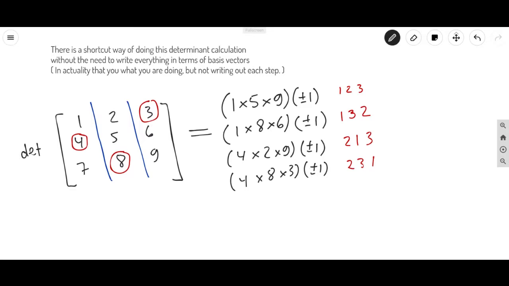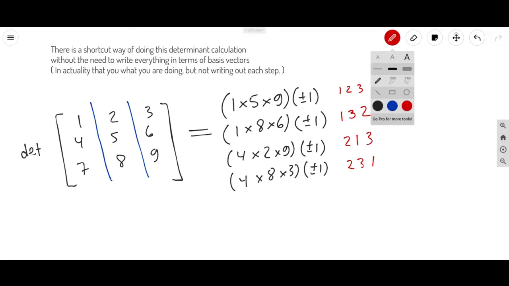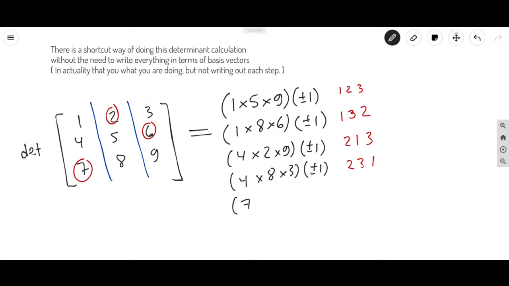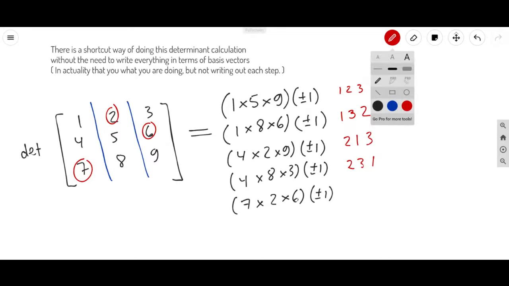Let's do, there's a few more. There's 2 more that we can do here. Another thing you can do is choose the third one, the first one, and the second one. It's another combination that works. So this would be 7 times 2 times 6, and again, you have a plus or minus sign. This will be 3, 1, 2.